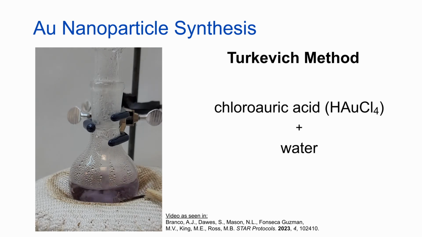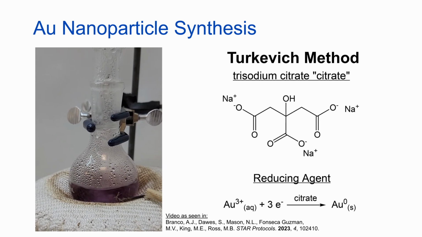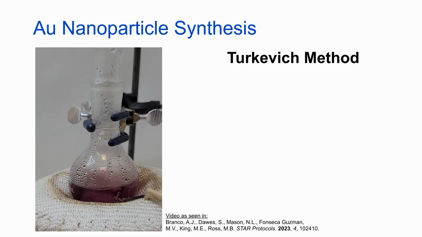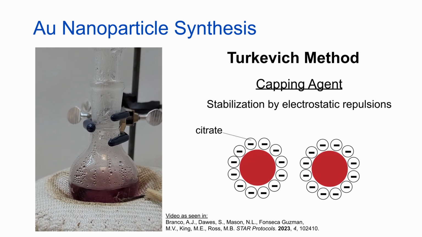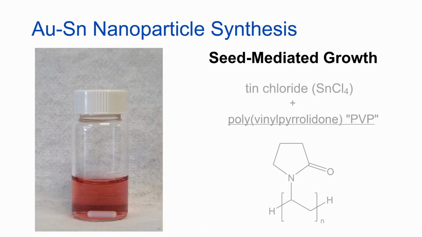I heated a solution of chloroauric acid, and after coming to reflux, I added a small organic molecule called trisodium citrate, which reduced the gold 3+ ions in solution to solid gold atoms that come together to form the red nanoparticles we see here. This reagent also acts as a capping agent that surrounds the nanoparticles and prevents aggregation through electrostatic repulsions. I then added tin chloride and a polymer called PVP to the gold nanoparticles.